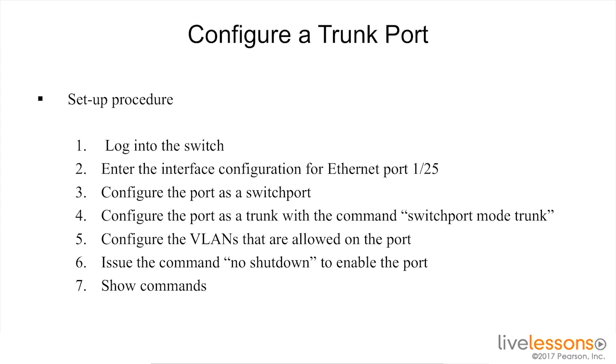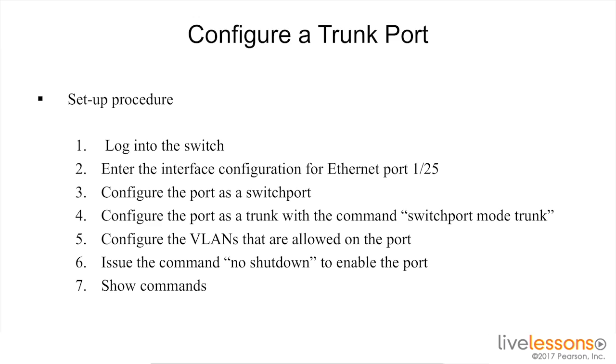The first step we're going to do is log into the switch. The second step is enter the interface configuration for Ethernet port 1/25. The third step is configure the port as a switch port. Fourth, we're going to configure the port as a trunk with the command switchport mode trunk. We then have the option to configure which VLANs are allowed on the port, and then issue the command no shutdown to enable the port.